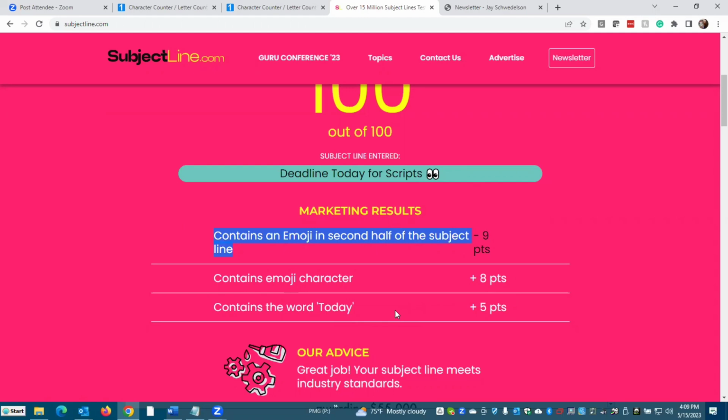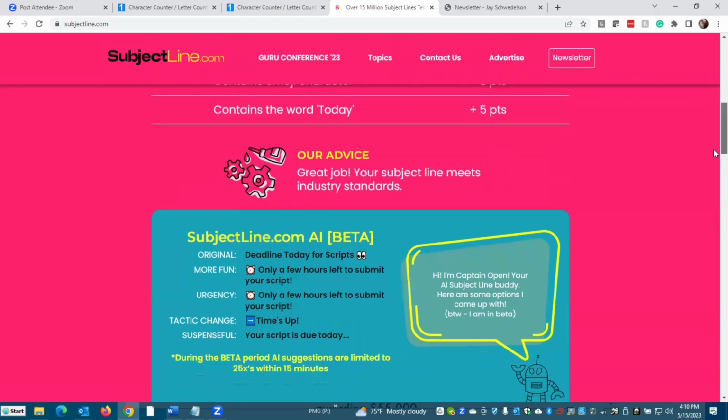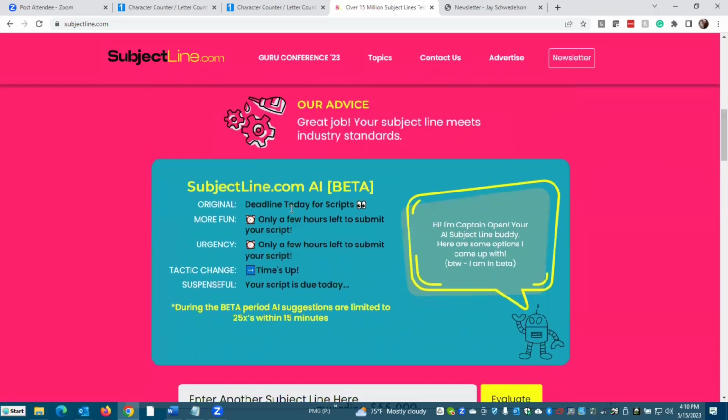It also has, contains the word "today," because again, for time-sensitive subject lines, that can be a really good word. And then you get this: great job, your subject line meets industry standards. But then look what it does. It actually gives you some options using AI. Gotta love it, right? Of some other ones that you might want to try.